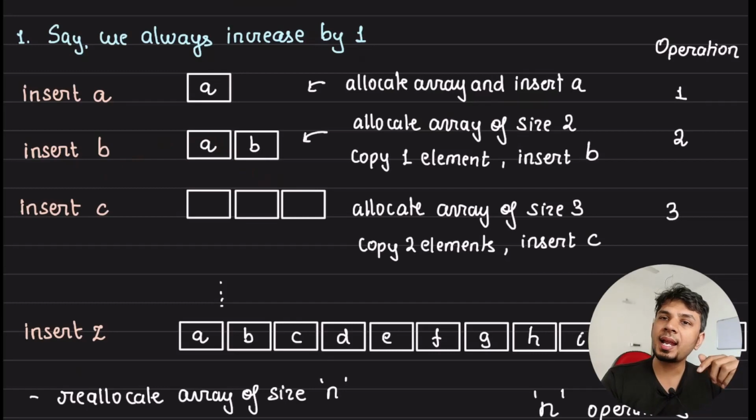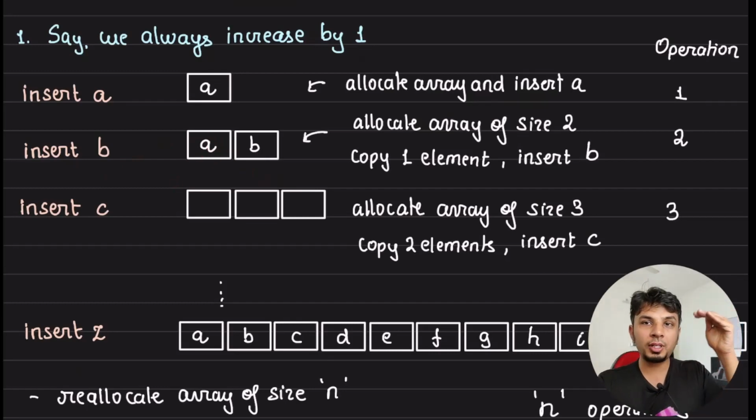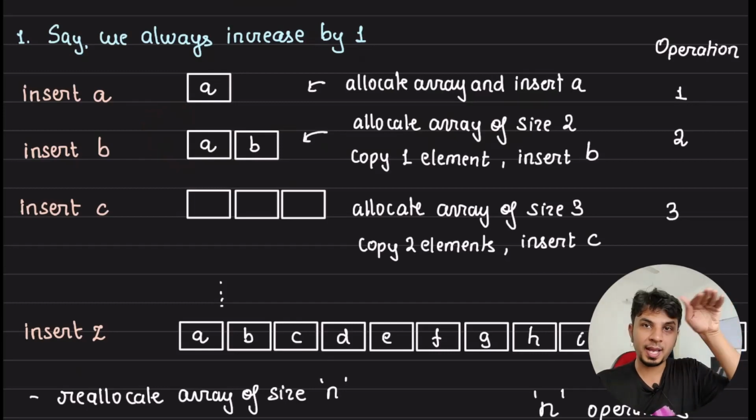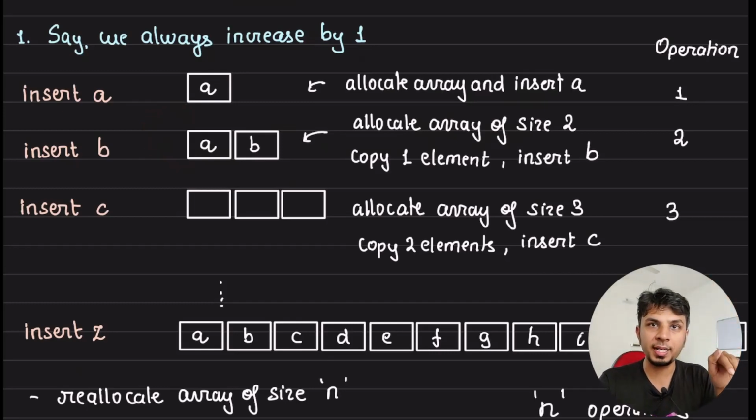Then let's say I want to insert b into this. So I would do what? I would reallocate. I would allocate an array of size 2. I would copy one element from my previous step because my array had one element. I would copy that one element and then insert b. Total number of operations: 2, right?